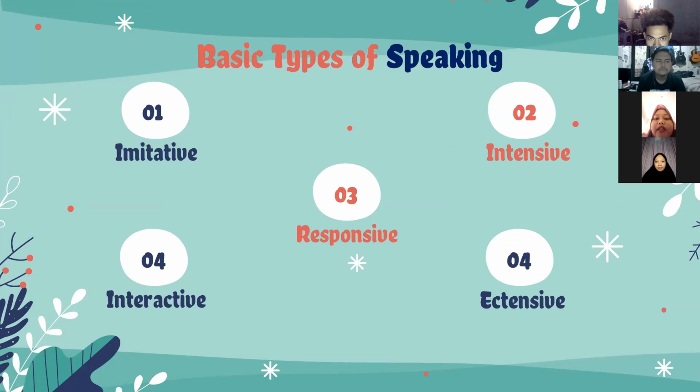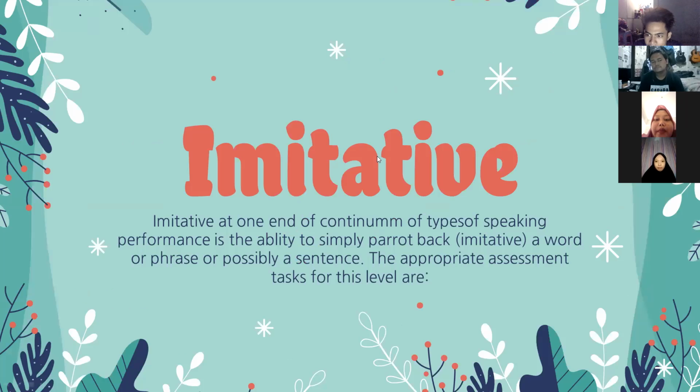For the basic types of speaking, there will be 5 types: imitative, intensive, responsive, interactive, and extensive. First, imitative. Imitative, at one end of the continuum of types of speaking performance, is the ability to simply parrot back a word or phrase, or possibly a sentence, the appropriate assessment.